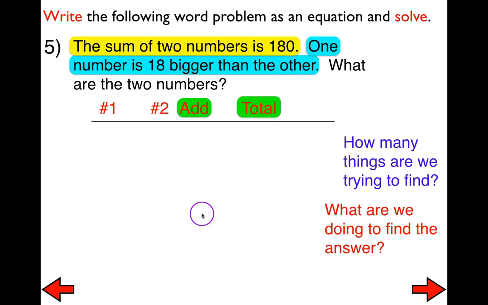Does it always have to be this way? No, but it's a good way to start. So here I'm going to say the first number is my smallest number, so I'm going to call it x. My second number is 18 bigger than the other, so I'm going to go ahead and put x plus 18.